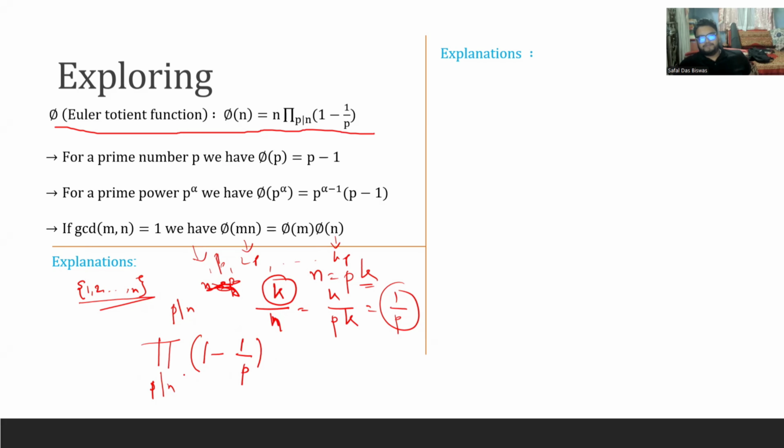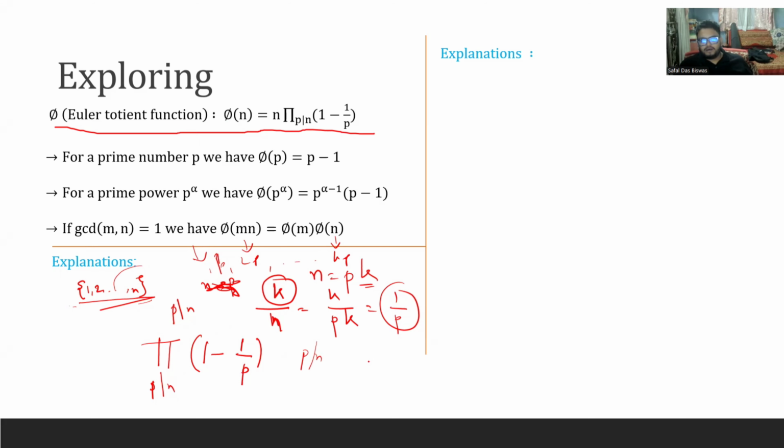Because we are actually eliminating all the primes that divide n. If p is a prime factor of n, then 1 minus 1 by p gives the chance that p does not divide a particular number. And we want this to happen for all primes, right?